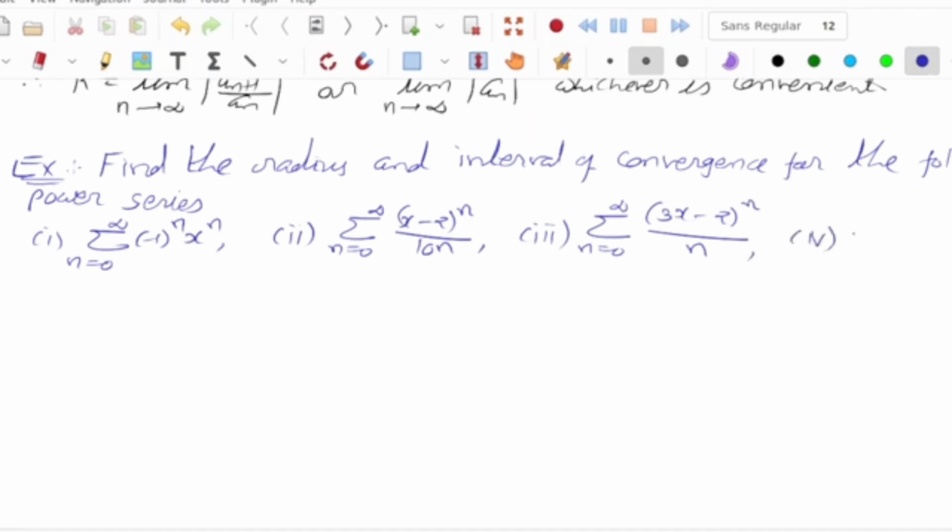Exercise number 4 is summation n equal to 0 to infinity minus 1 raised to n x raised to n upon n factorial. And exercise number 5 is summation n equal to 0 to infinity n factorial into x plus 2 raised to n. So let us start with exercise number 1.